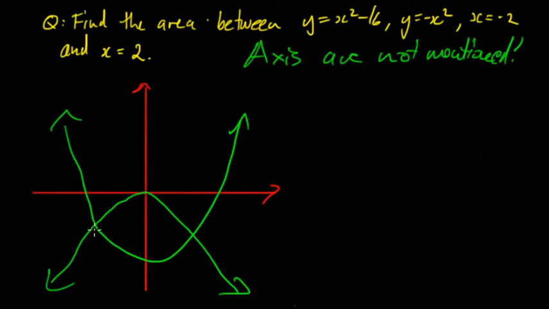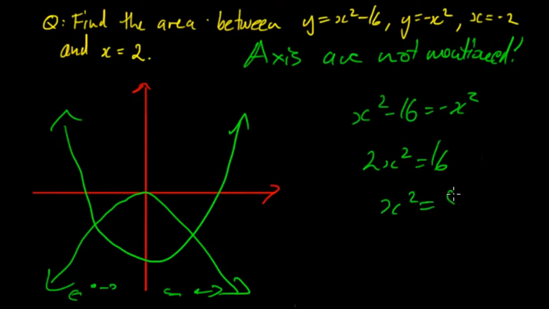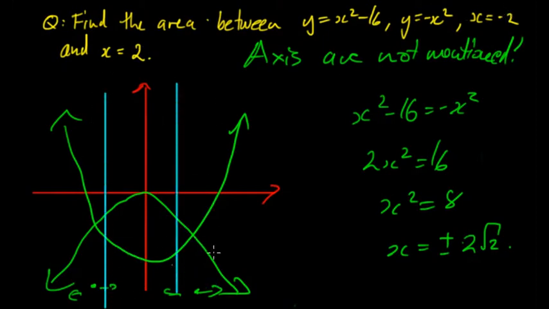So the main thing I want to check is, are x equals 2 and negative 2 closer than this endpoint or further away? So to find the intersection between two graphs, you let them equal. So x squared minus 16 is equal to negative x squared. 2x squared is equal to 16. x squared is equal to 8. x is equal to plus or minus 2 root 2. So square root of 8, take the 4 out, 2 root 2. And now 2 root 2 is bigger, in terms of magnitude, than 2 and negative 2. So that means negative 2 and 2 are going to be two lines that come down like this.